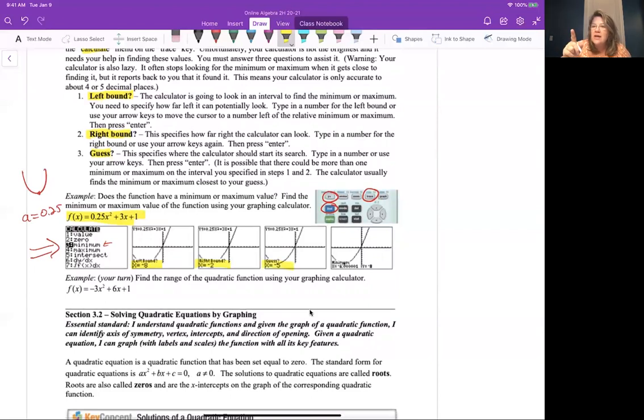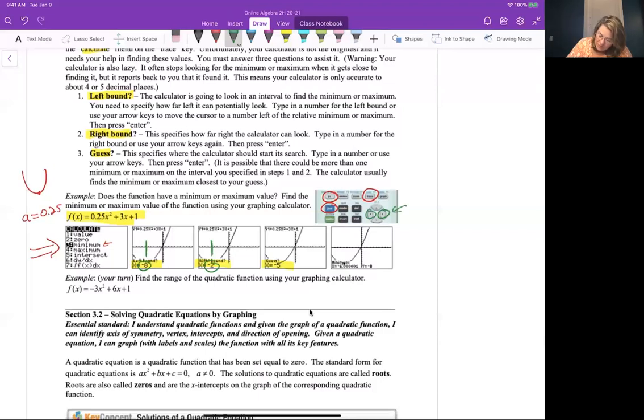Now you have two different ways to accomplish that. One, you can say to yourself, okay, I see that it's approximately around -6, so I'm just going to guess -8, hit -8 and enter. The other option is to use your arrow keys and have it trace over and get to the left side of the minimum and then hit enter. It doesn't matter what the number is, something close, and just hit enter. Then do the same for the right bound. So if we think it's around -6, I could enter -2, or I could use the trace button and move to the right of the minimum.